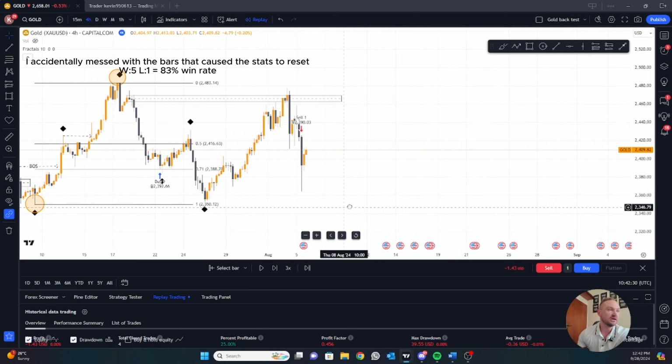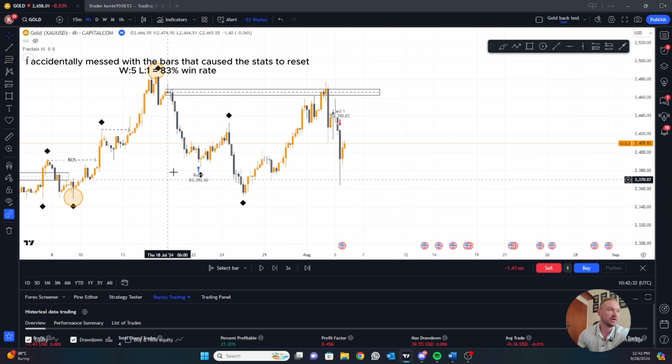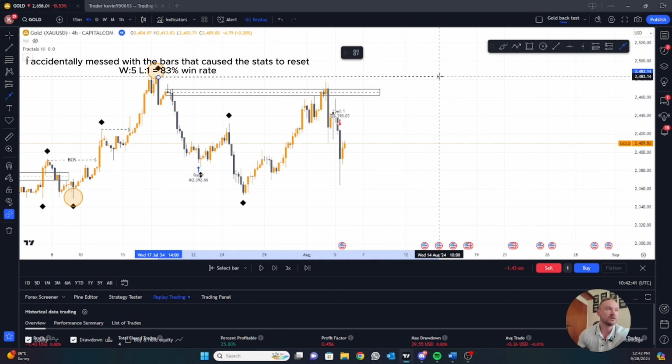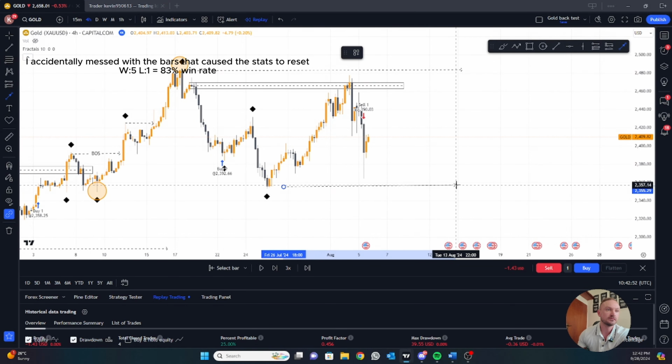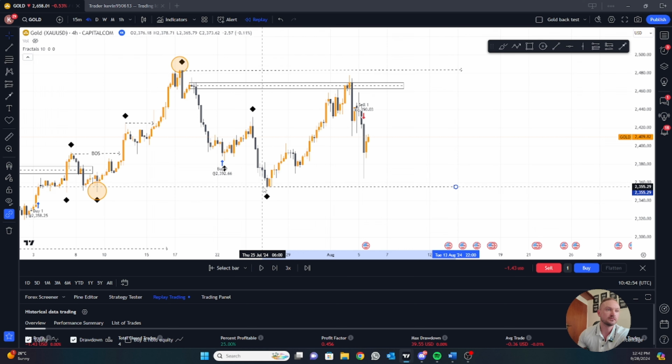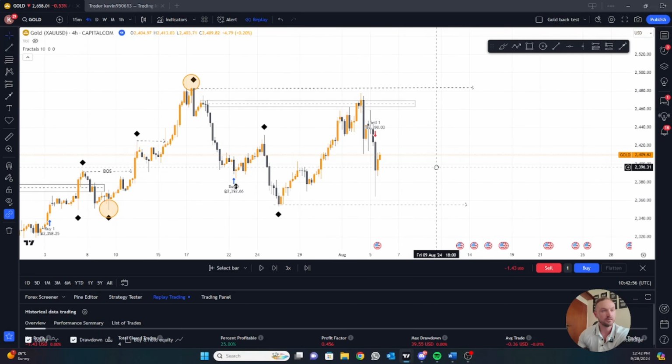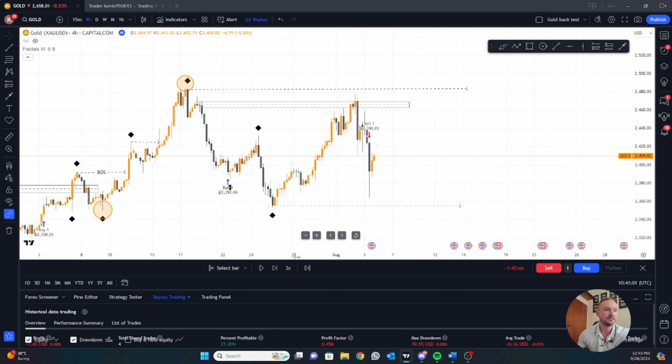We need to see a break of structure for our next range. So a break of structure would occur above this level or below this level. Okay, if we break above, we buy. If we break below, we sell.